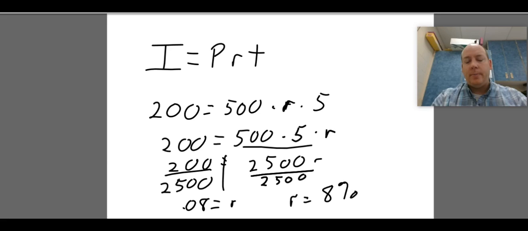So again, just plug in the numbers that you know. Make sure you put them where the formula tells you to put them, and then just solve for the missing one. Okay, just solve for the missing one. So that is simple interest.